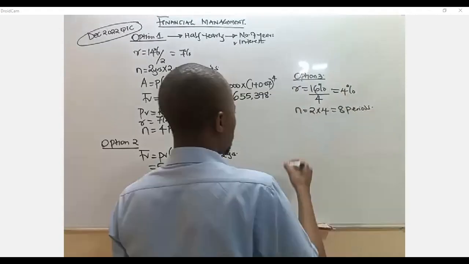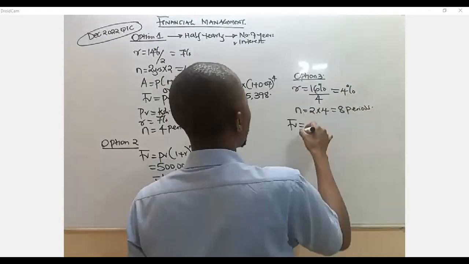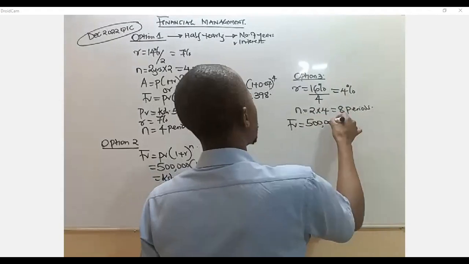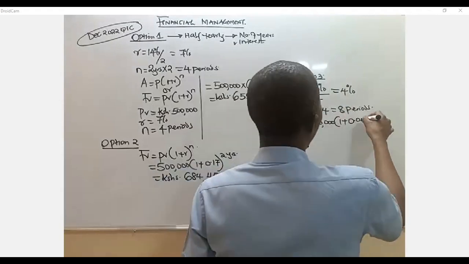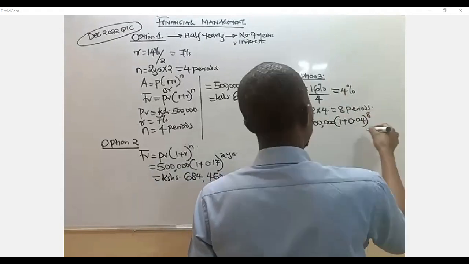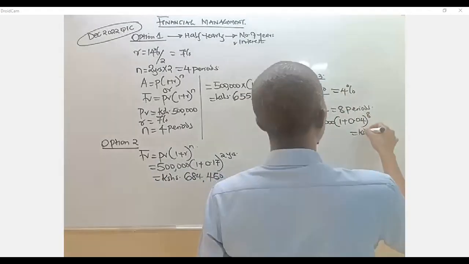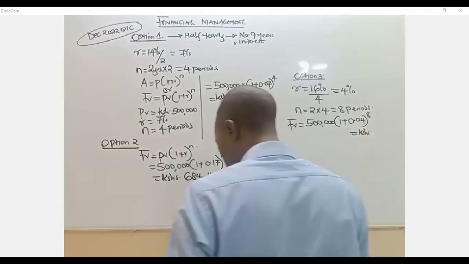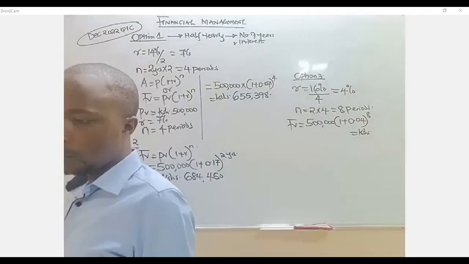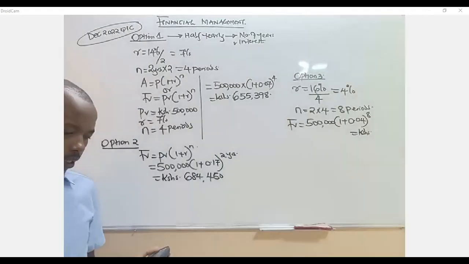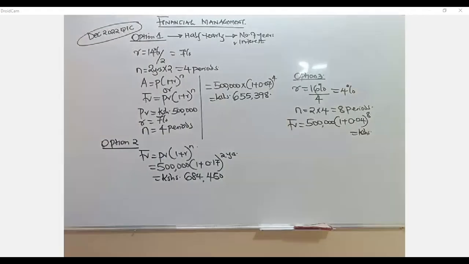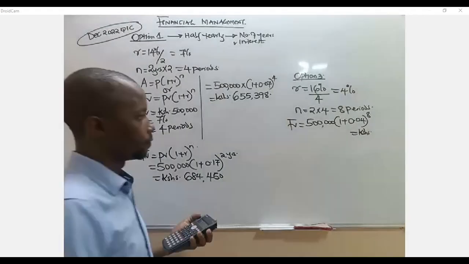Then in this case, I say, the future value now will be, take your 500,000. After you determine your rate, you plus 0.04, you raise to power 8. And you ask yourself, how much money am I going to be getting at the end of the day? How much can I be able to get? And I say 1.04, I raise to power 8, then I multiply by 500,000. Getting 684, 285. Right?